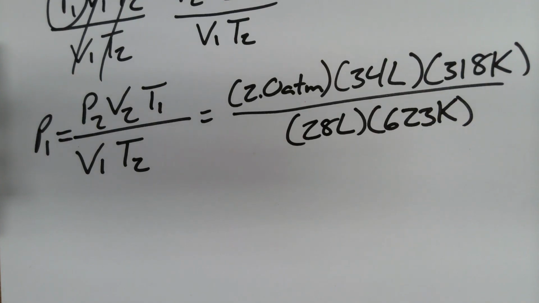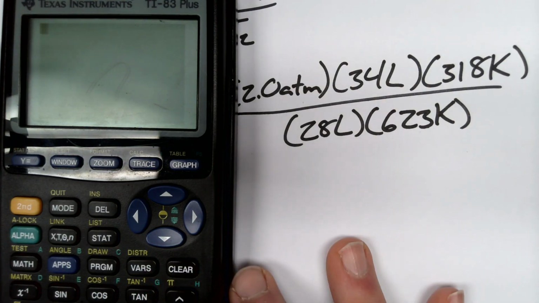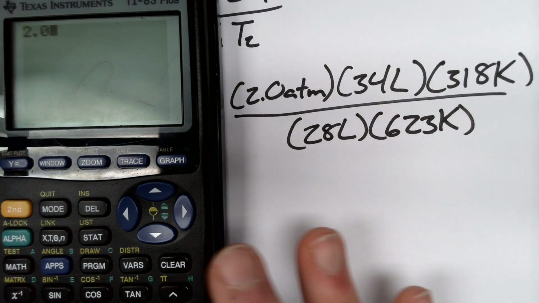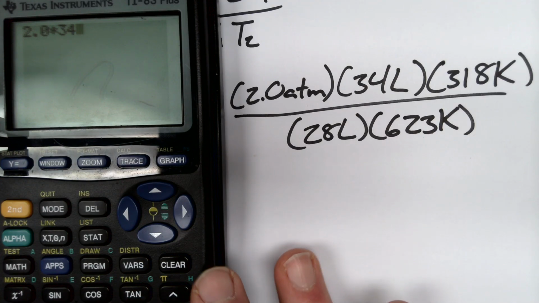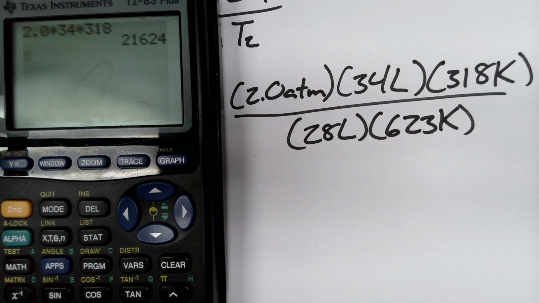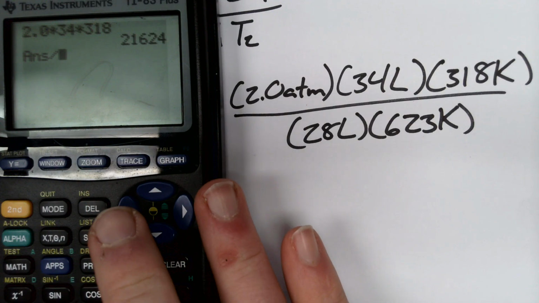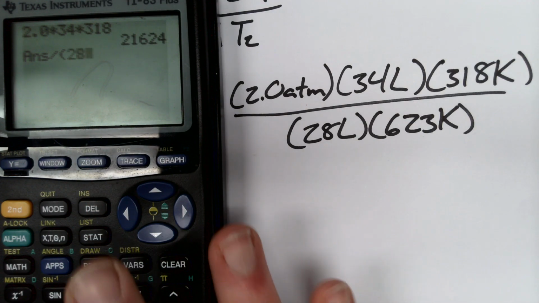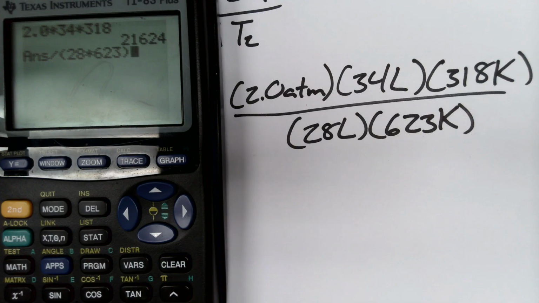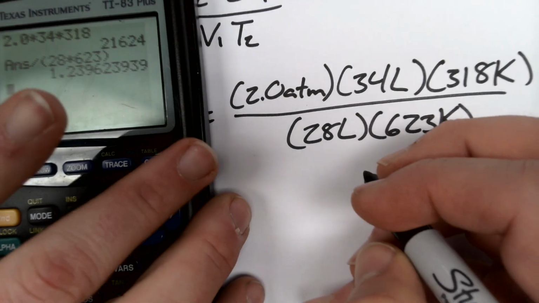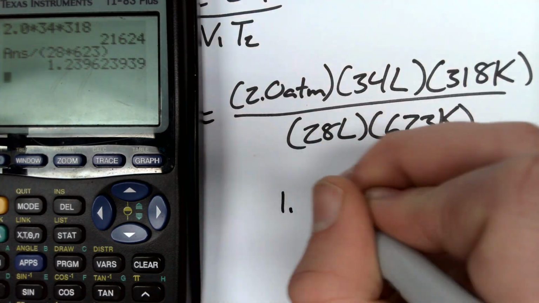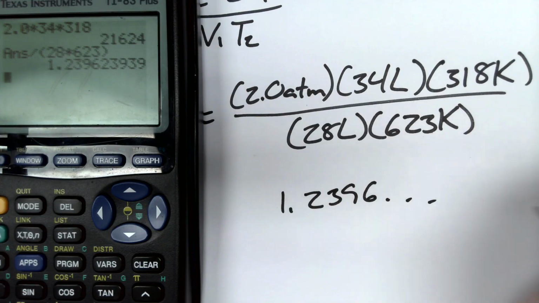Oh. I almost marked myself. All right, so I put my handy calculator. We'll clear all that out there for me. So 2.0 times 34 times 318 equals a super big number. I don't like the big number. I'm going to divide that by multiplying my two denominators together. So to help me with that, I'm going to use parentheses. 28 times 623, close parentheses. Enter. I'm going to get 1.2396, and it goes on for a while.